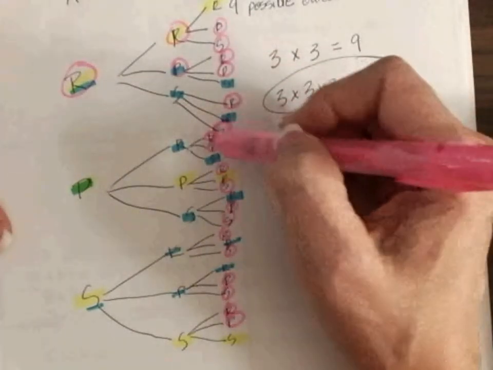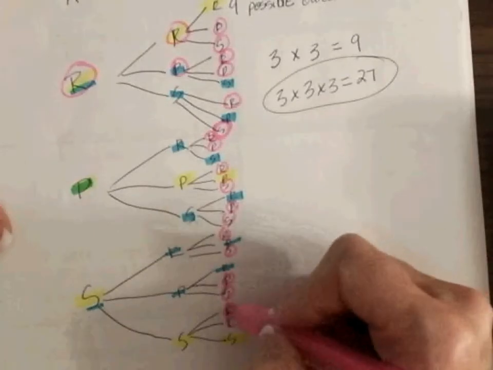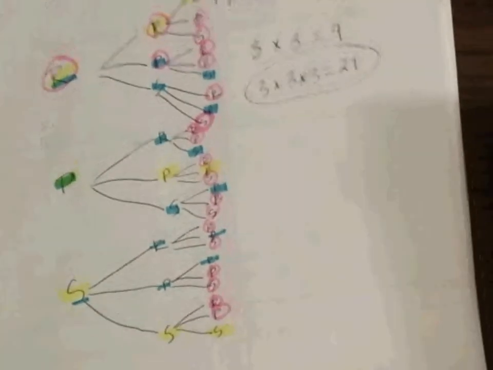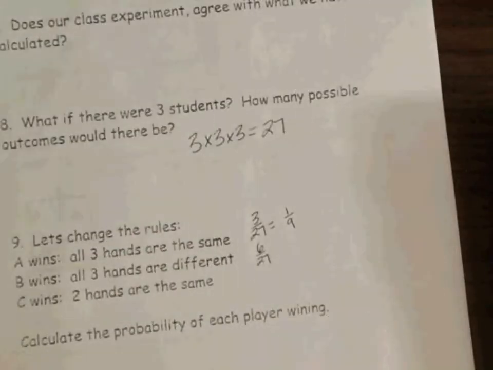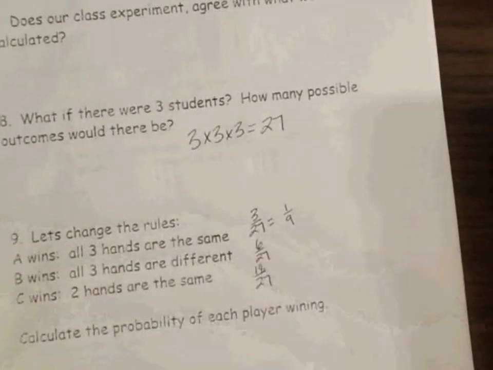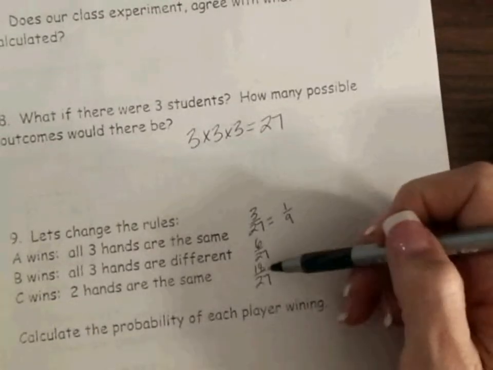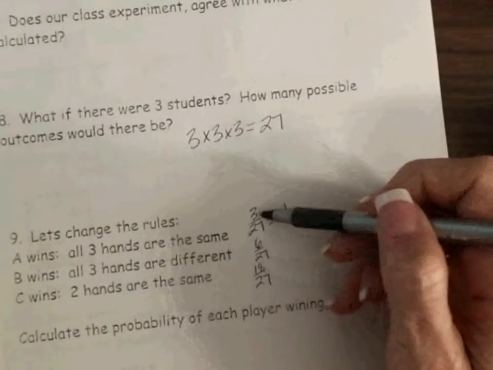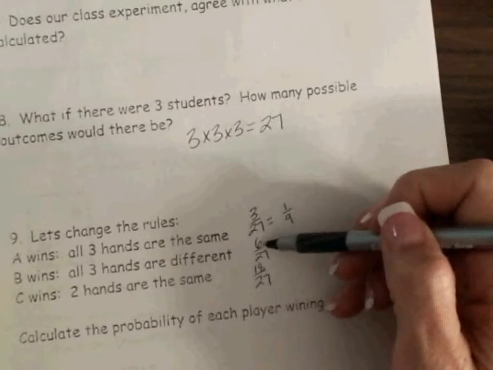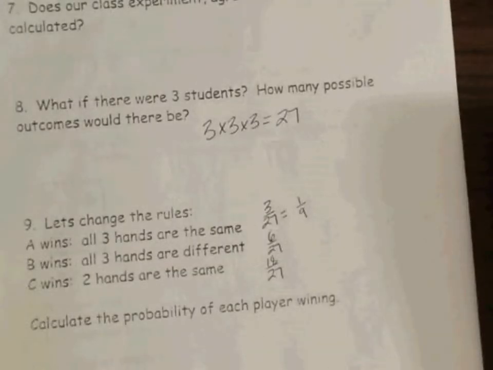1, 2, 3, 4, 5, 6, 7, 8, 9, 10, 11, 12, 13, 14, 15, 16, 17, 18. So C wins 18 out of 27 times. These should all add up to 27. 18 plus 3, 21, plus 6 is 27. So we have all of our different options have been used.